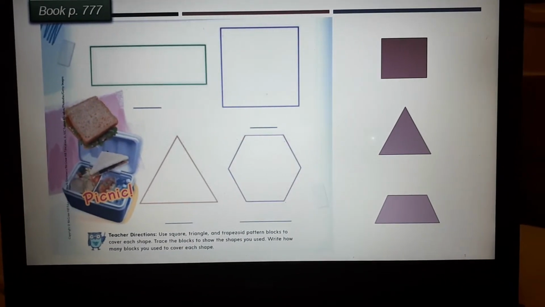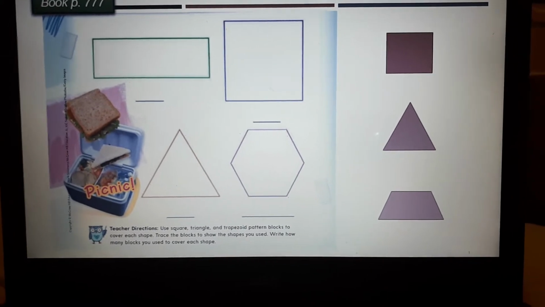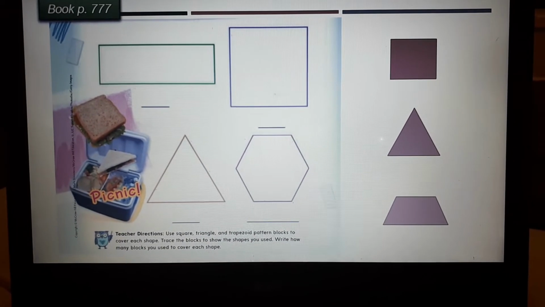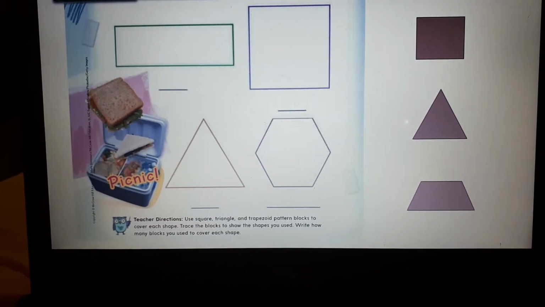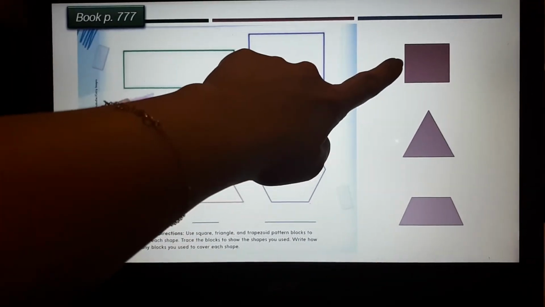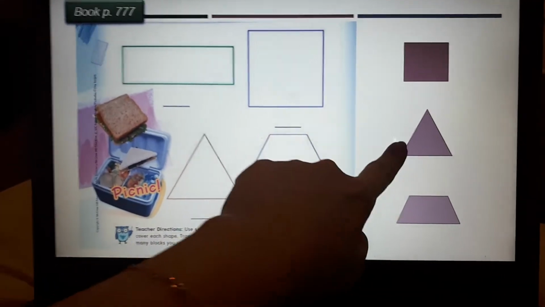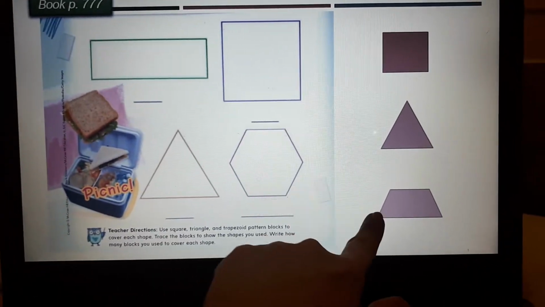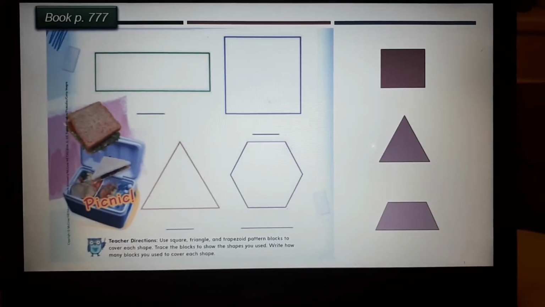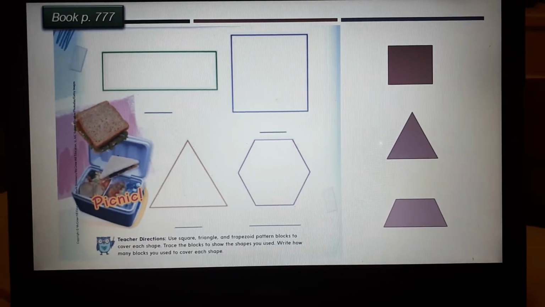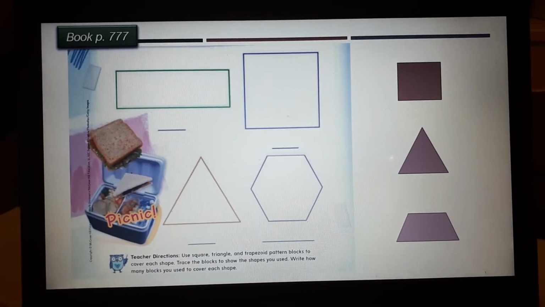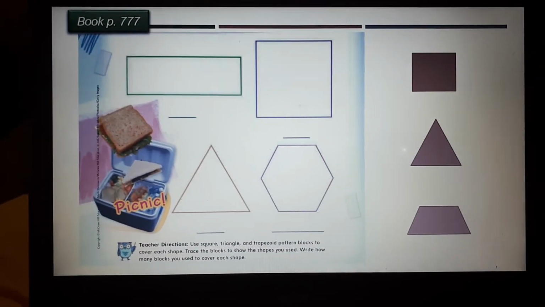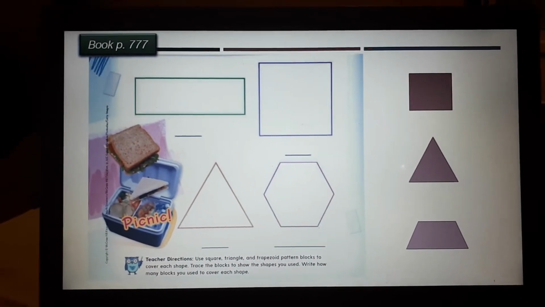Open your book, page 777, and let me show you what we will do. Use square, this one is a square, triangle, and trapezoid pattern blocks to cover each shape. Trace the blocks to show the shapes you used. Write how many blocks you used to cover each shape.